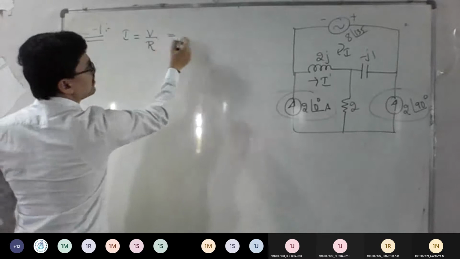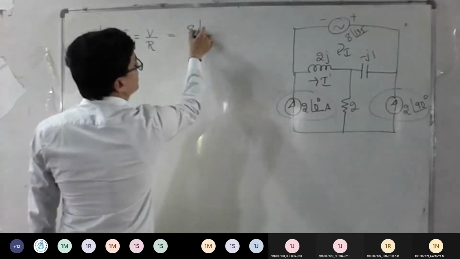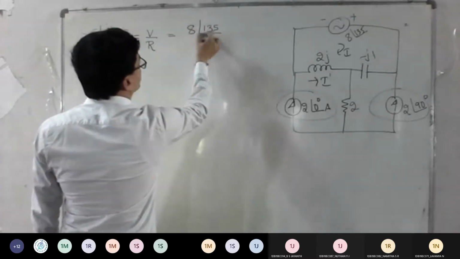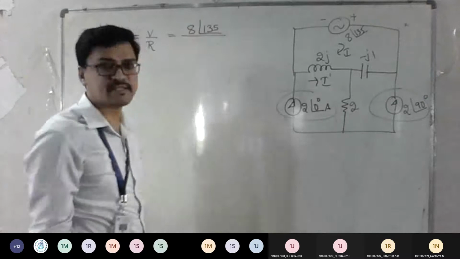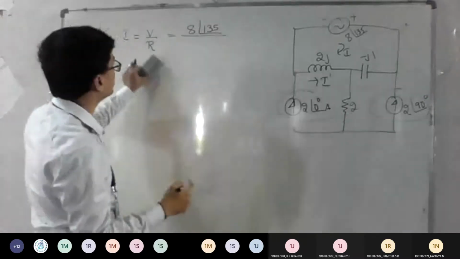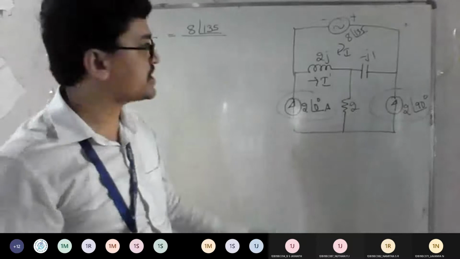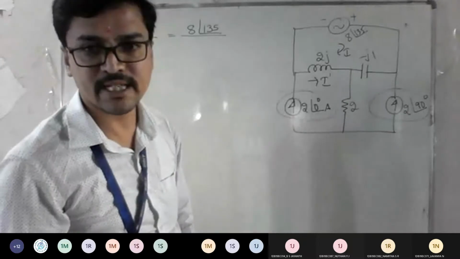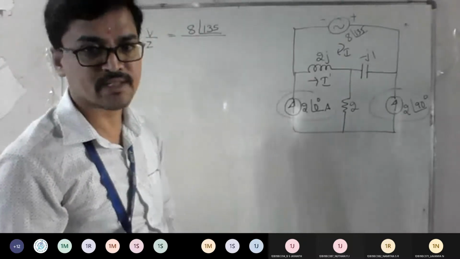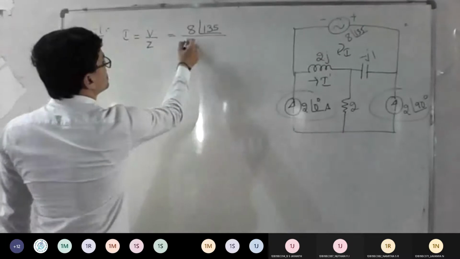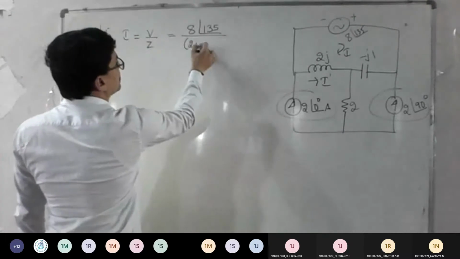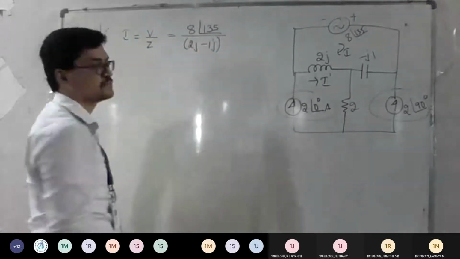So what do we apply now? It's 8 at an angle 135, whole divided by R, which here is Z. Correct? It is impedance, right? It's a combination of your L and C, so we call it impedance. So what should I do? I should make it as 2J minus 1J.